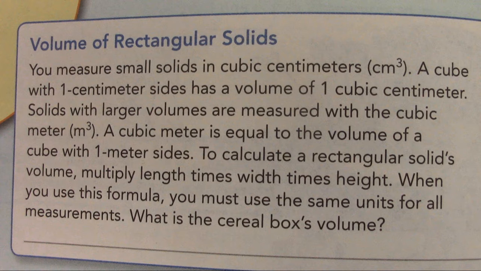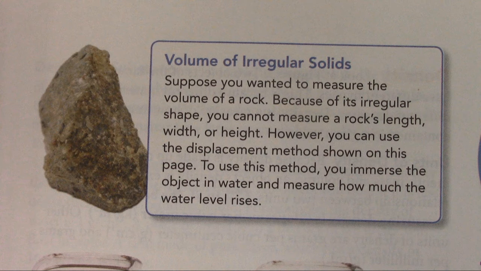Volume of irregular solids. Suppose you wanted to measure the volume of a rock. Because of its irregular shape, you cannot measure a rock's length, width, or height. However, you can use the displacement method shown on this page. To use this method, you immerse the object in water and measure how much the water level rises.